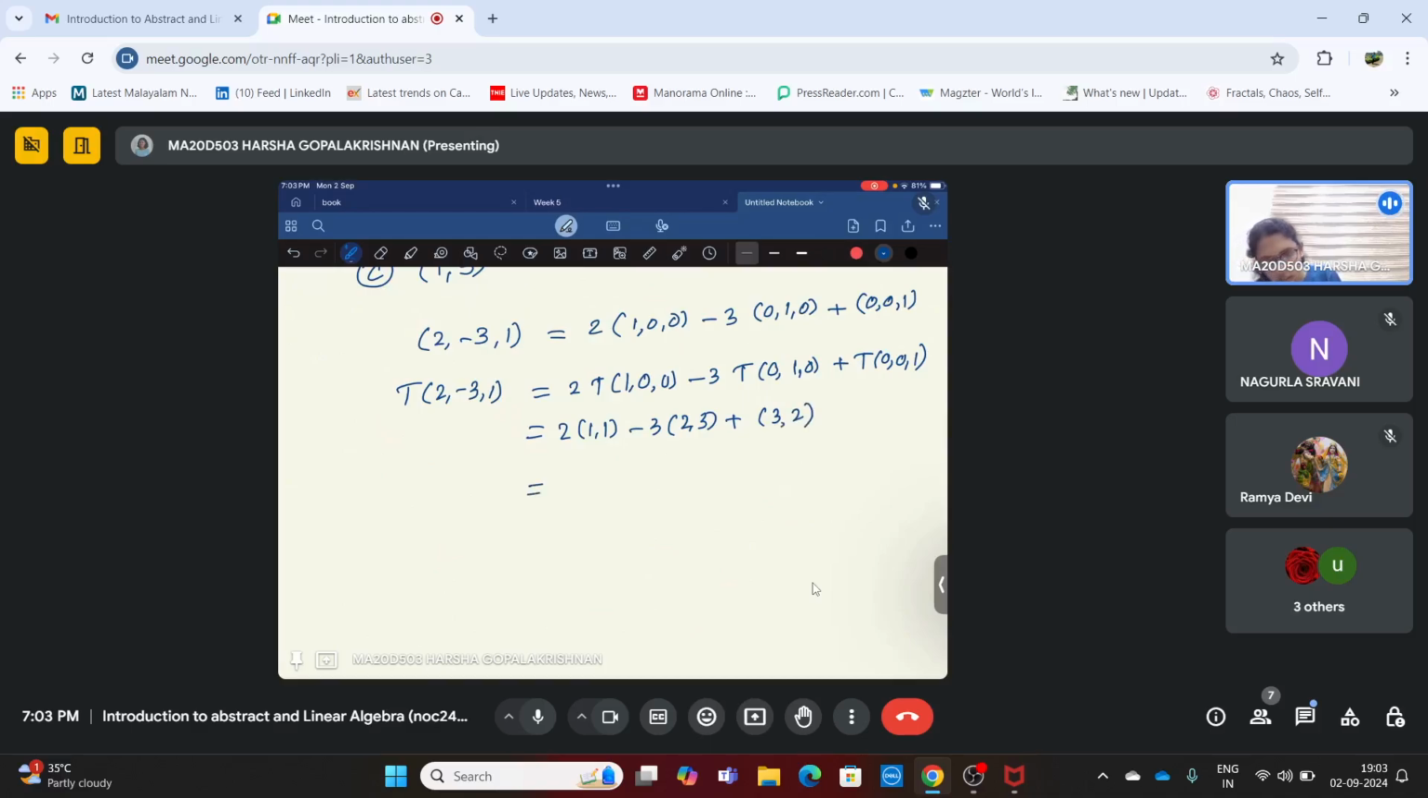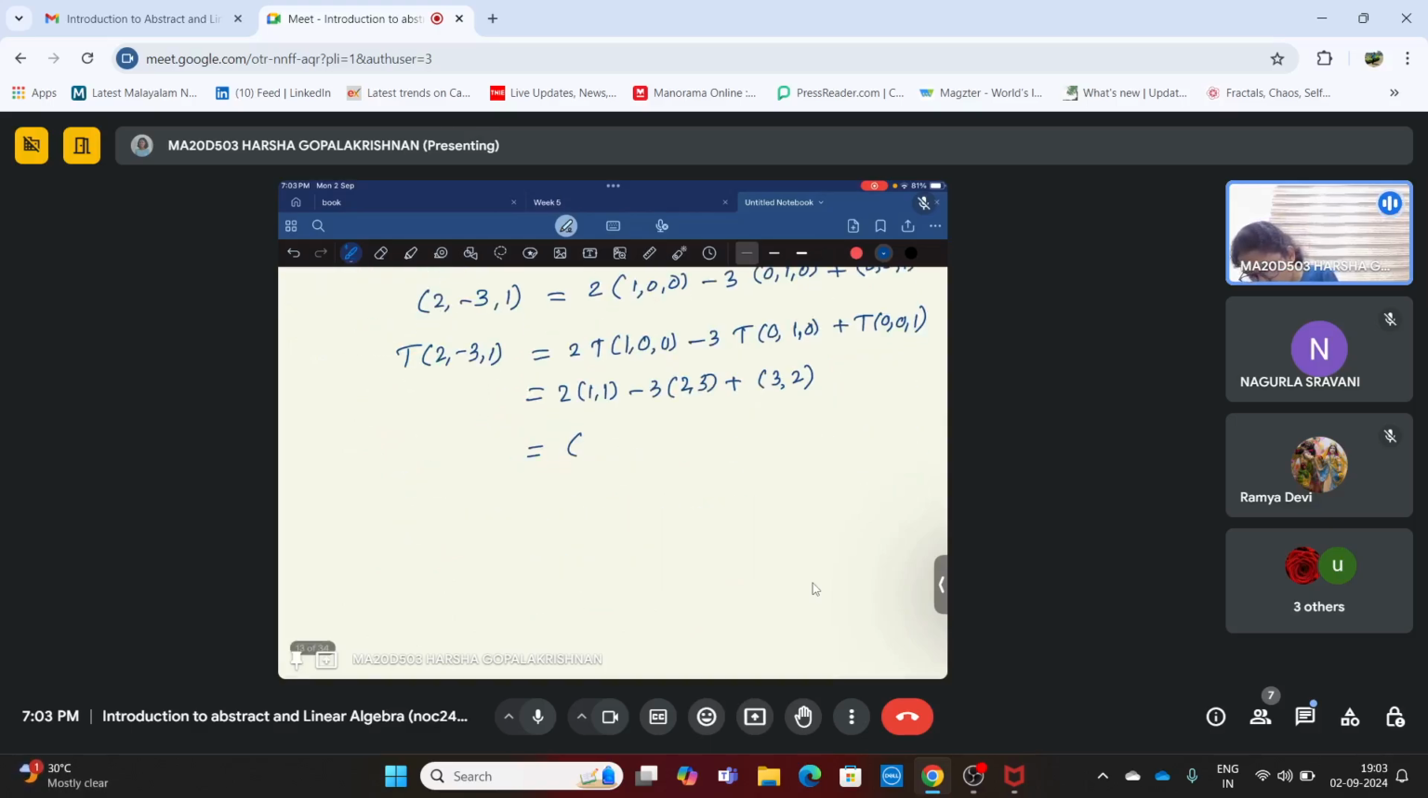So I think you can do the calculation. So the final answer is option A. It will come minus 1 minus 5. Just complete the calculation. Okay. So if you have the value of a linear transformation at the basis, you can find the value of the transformation at any point in the vector space. Okay.